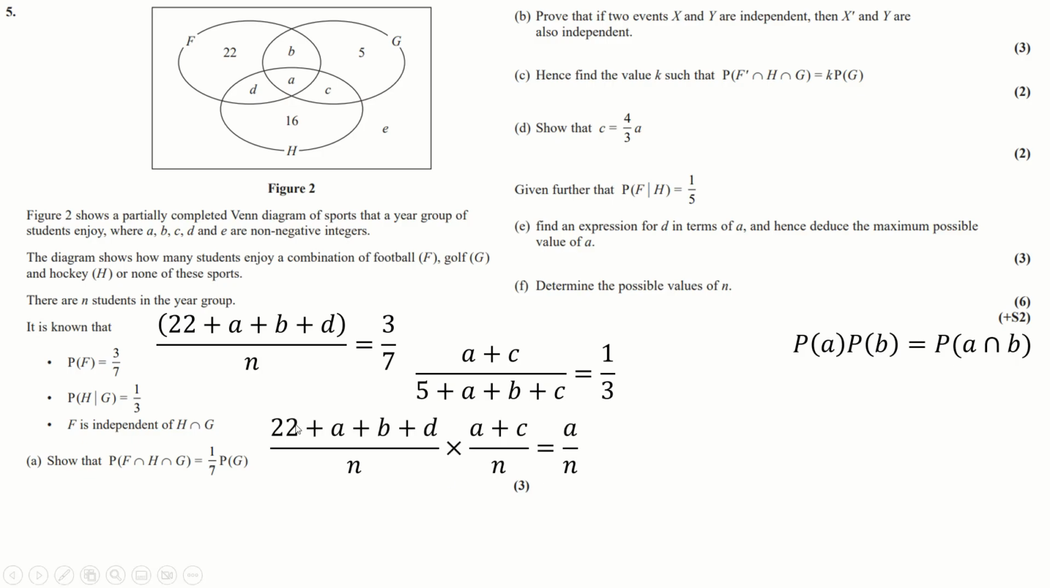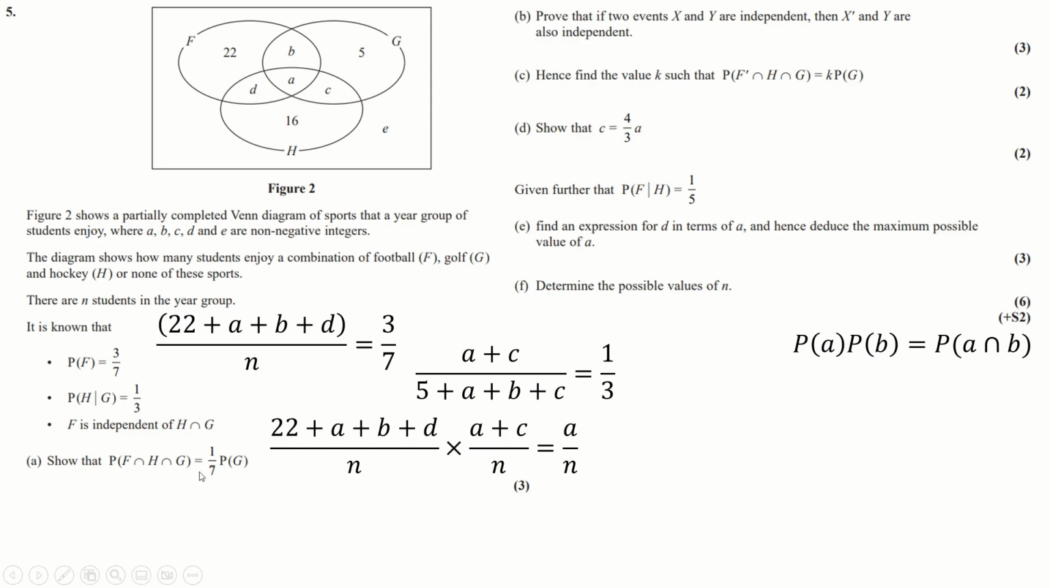So therefore, this here is P of F, because it's the things in F over the total, times the things in H and G, which is just A and C over the total, is equal to the probability of F and H and G, which is just A over the total, because that's F and H and G. So this is just saying probability of F times probability of H and G is equal to probability of F and H and G, because they're independent. Okay, so that's all fine.